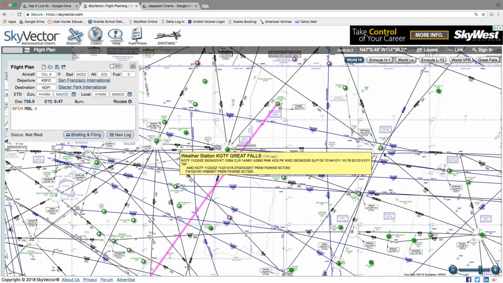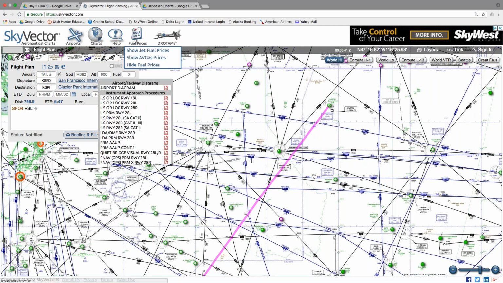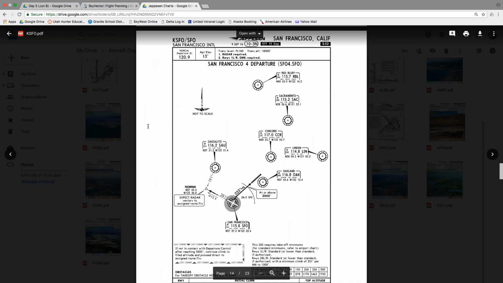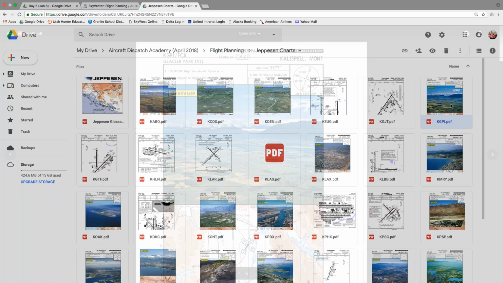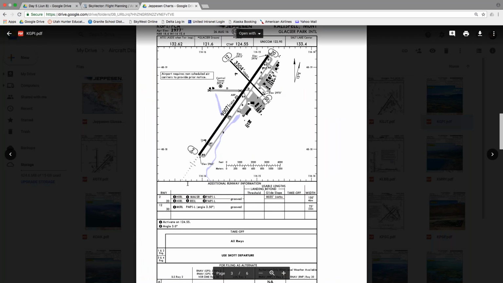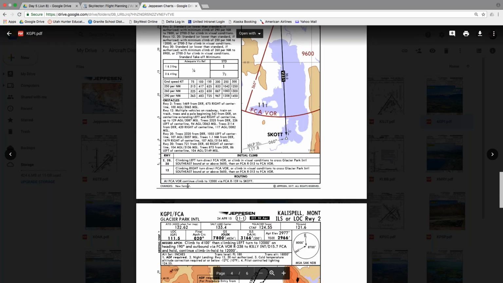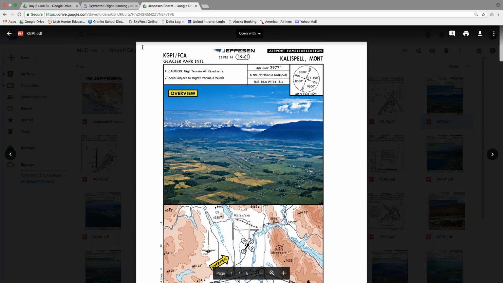Now we just do the same thing for Kalispell, Montana. So come into my jet charts, go to Kalispell. Look for a STAR. Oh, no STARs in Kalispell.